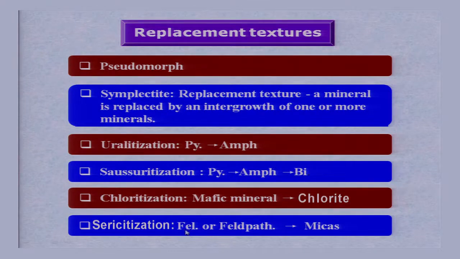Feldspar may be calcic plagioclase or orthoclase feldspar, or feldspathoid. Feldspathoid is a different group of minerals, which is converted into mica, the micaceous group of minerals such as muscovite and biotite. The process of conversion of feldspar or feldspathoid into a micaceous group of minerals is called sericitization.